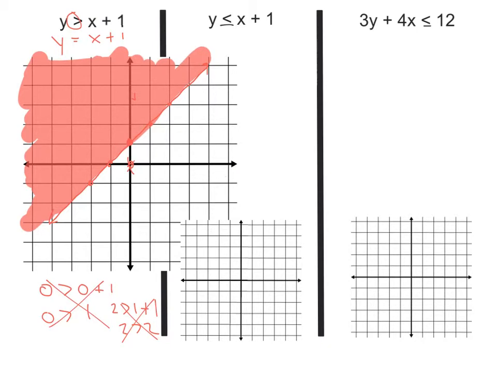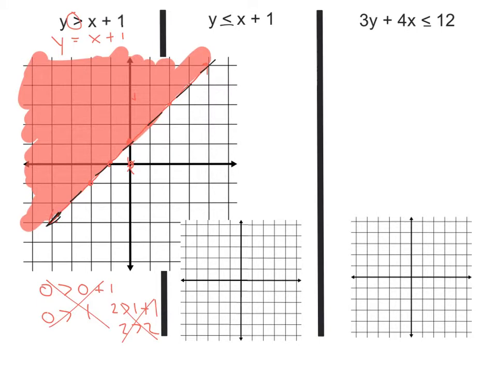So for my line, remember when it was x is greater than 7, I put an open dot. When it was greater than or equal to, so when we included 7, I filled it in. That was just one variable. Now I've got two variables, so instead of doing a solid line, I'm going to do a dotted line.